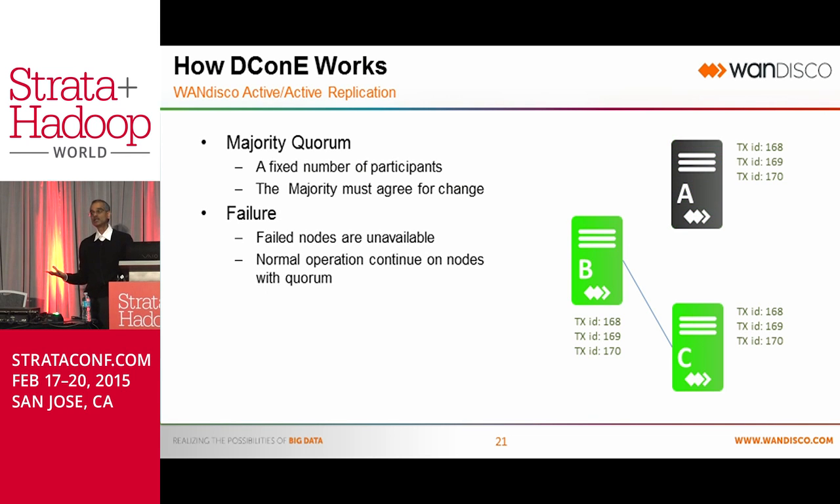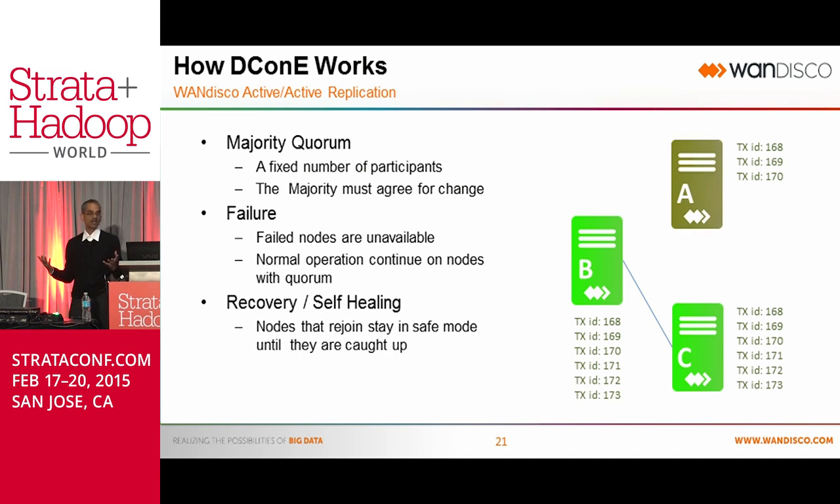Let's assume for a moment that node A is offline or unavailable, either due to hardware failure or network failure. Node B continues to operate. It makes a proposal 171. Since B and C are running, they get a majority quorum. They continue to operate. Proposals 172 becomes agreement 172, which is a transaction, so on and so forth.